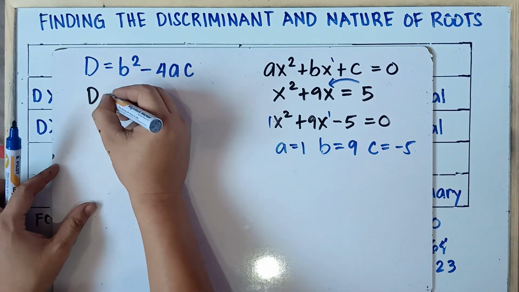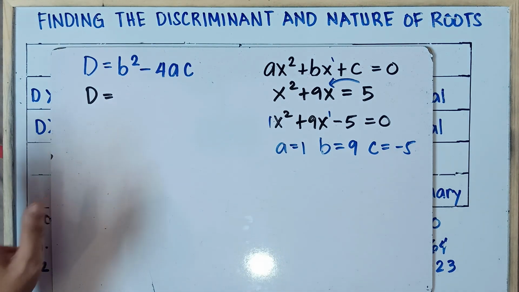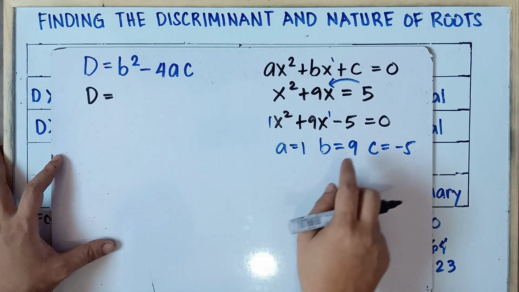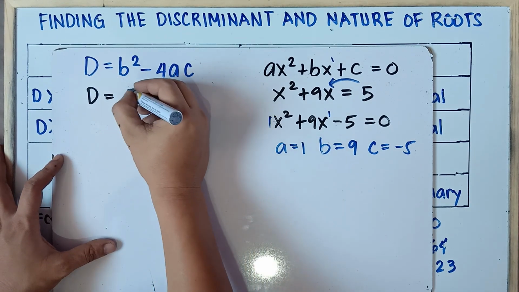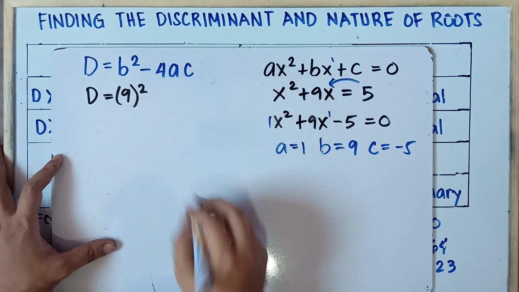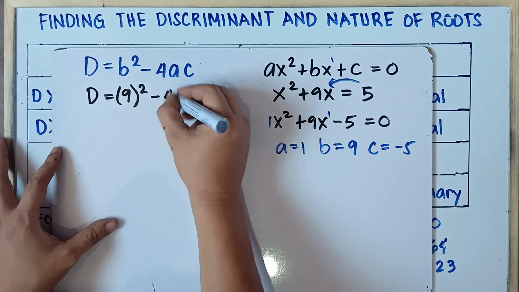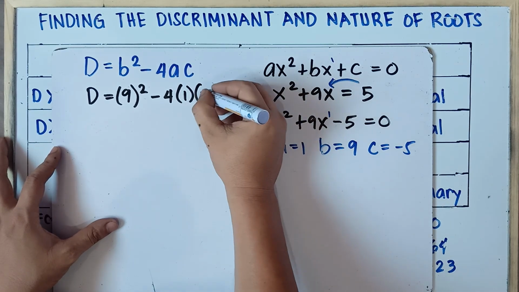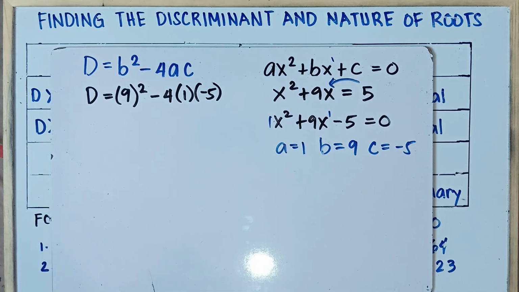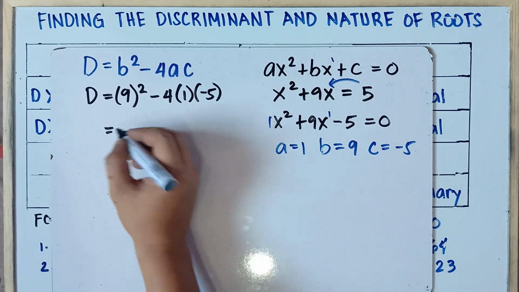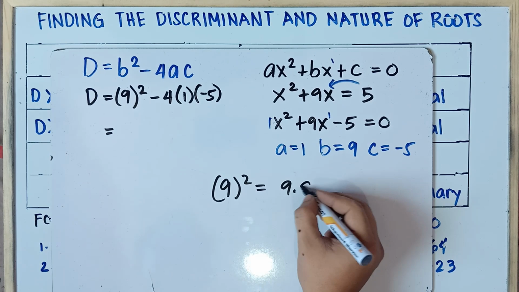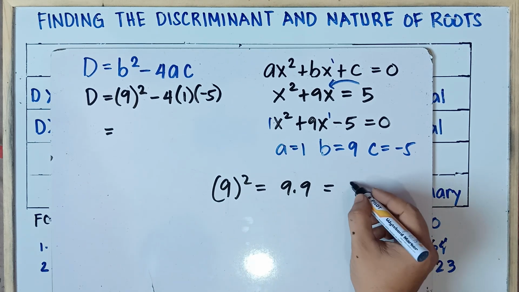So our D, the discriminant, equals B squared minus 4AC. B is 9, so simply substitute 9 and square it. Then minus 4 times our A, which is 1, and our C, which is negative 5. Alright, so 9 squared, class. What's the answer? 9 squared doesn't mean 9 times 2. It means 9 times 9, and 9 times 9 is 81.